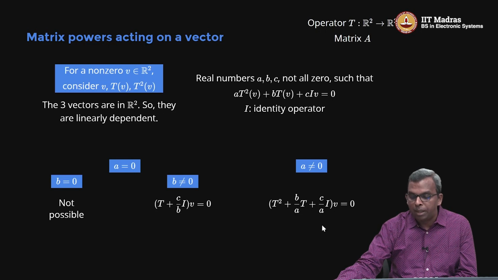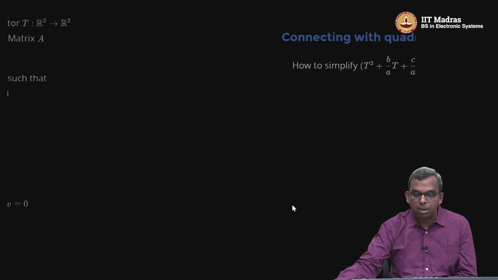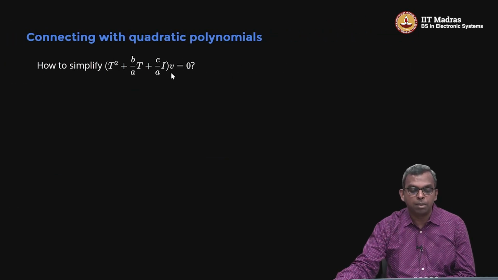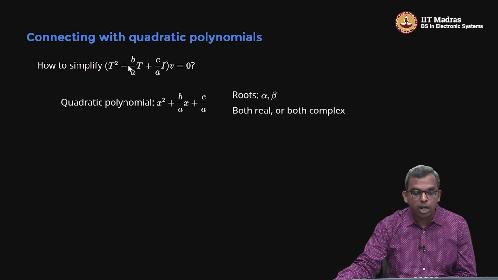I have to appeal to quadratic equations. So let me appeal to quadratic equations here. How do I simplify this guy? You take the quadratic polynomial, so you replace this t with some variable x, and think of this as the quadratic polynomial x squared plus b by a x plus c by a.